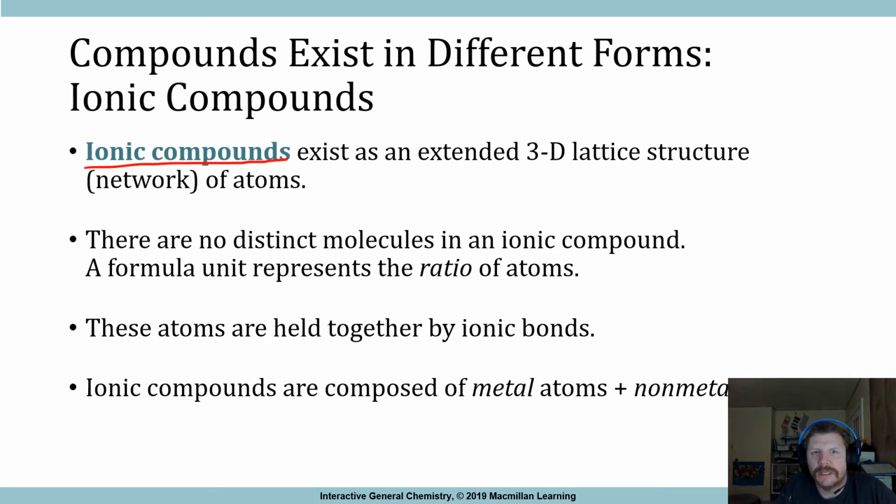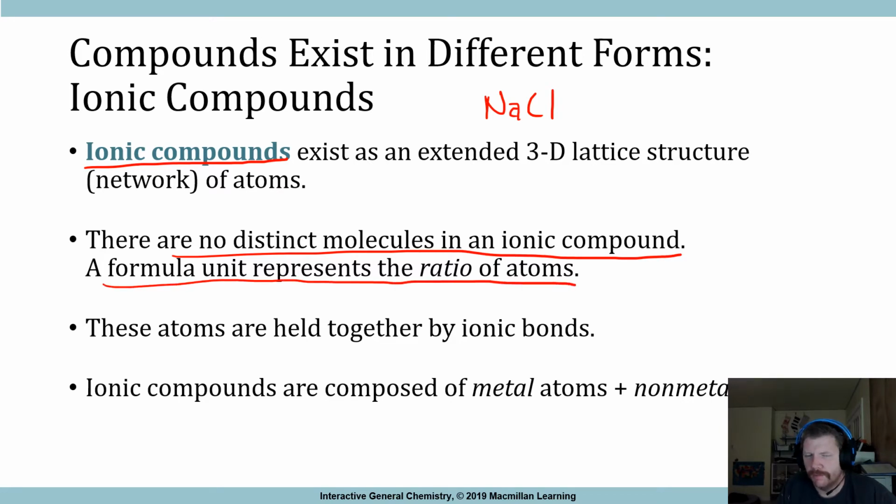For ionic compounds, ionic compounds exist as extended 3D lattice structures of atoms. So what that means is that if you have something like NaCl, table salt, well, that's sodium and chloride, but you're not going to have a single Na and a single Cl present. Instead, you have a lattice, this complex network of these atoms. So there are no distinct molecules in an ionic compound. A formula unit only represents the ratio of atoms. It's not representing the molecule.